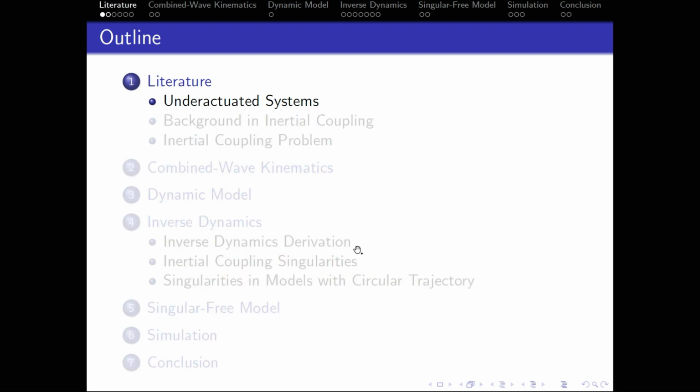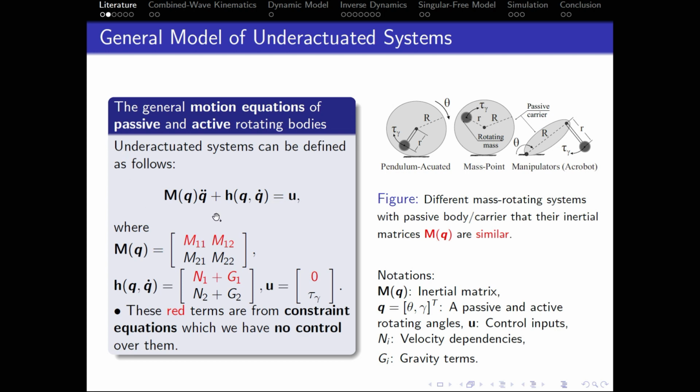in simulation. Generally, underactuated systems can be looked at as follows, where the red terms are presenting constraint equations with no control inputs. This can be imagined as a passive carrier in spherical rolling robots, or a passive link in pendulums or manipulators, where there is no control input. Please note that in 2 degrees of freedom, the inertia matrices are similar for all these considered models.